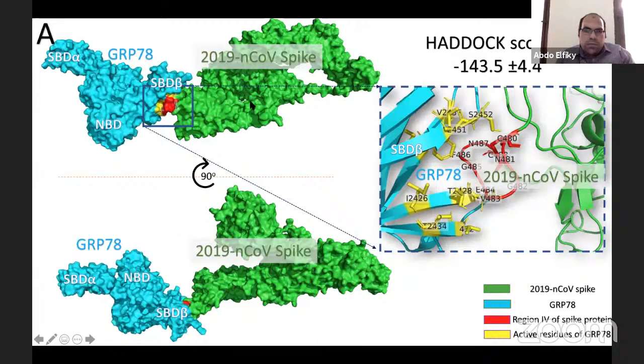So this is our model that we built between the spike protein and GRP78. This is the interaction region. You can see here the amino acid residues that take part in the interactions from the spike protein, the red one, and the substrate binding domain beta of GRP78, the cyan one. Mainly, the interaction is hydrophobic because, as you know, GRP78 is a protein that recognizes unfolded proteins. So usually, it recognizes the hydrophobic patch on the protein surface.